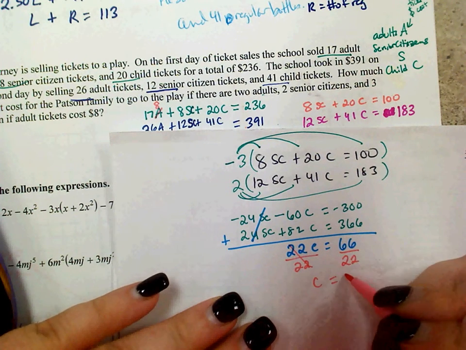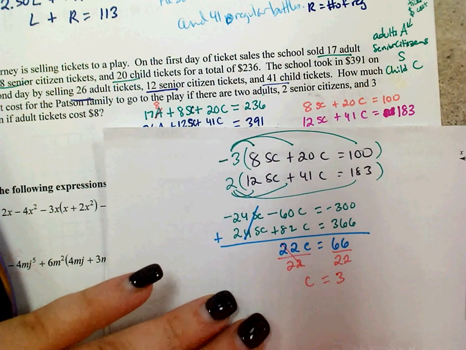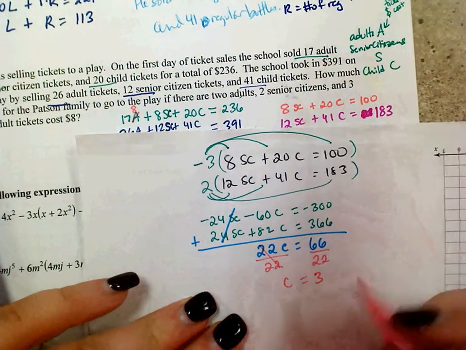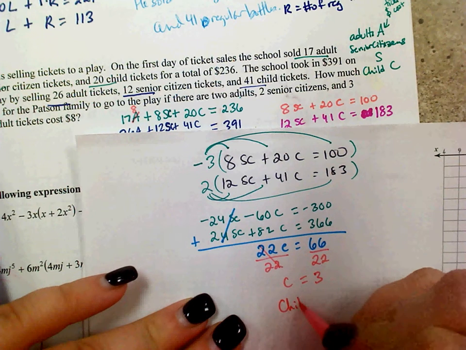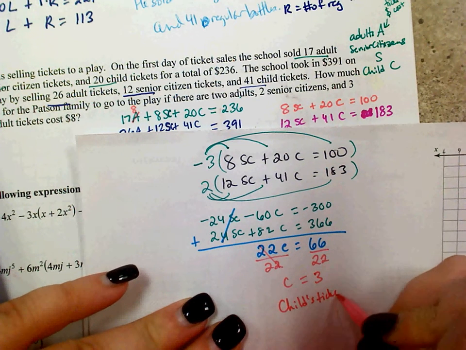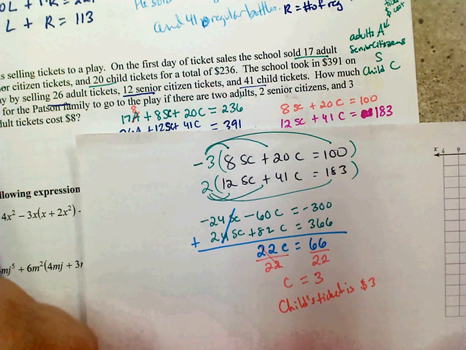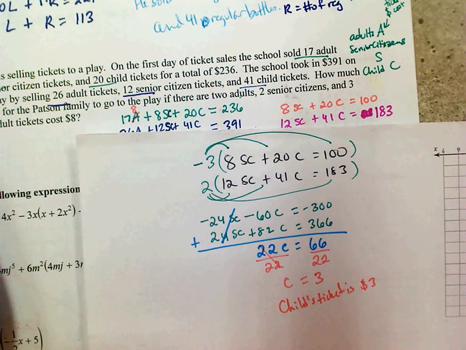So let's talk about what the variable stood for. The variable stood for the ticket cost. So this means that a child's ticket is $3. Okay? Now, once I know how much the child's ticket costs, then I can use that to solve for the senior citizen ticket.